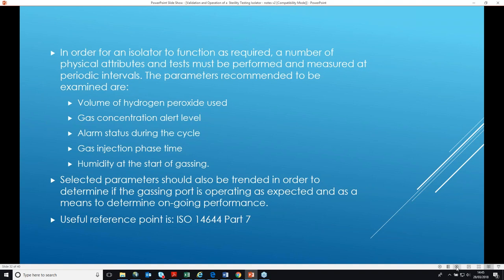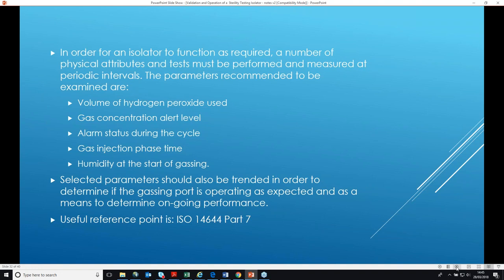The types of parameters to measure, the appropriate limits to be applied, and the frequencies will vary according to different isolators. The important factor is they need to be defined up front and justified. Many of them are critical because they will be used to verify that the gassing cycle was satisfactory, and also be used to assess the validity of the sterility tests.